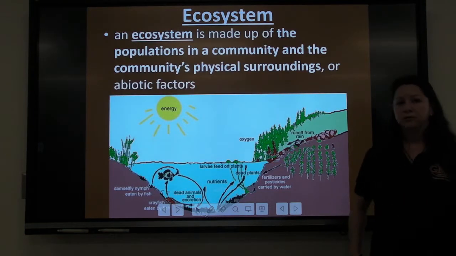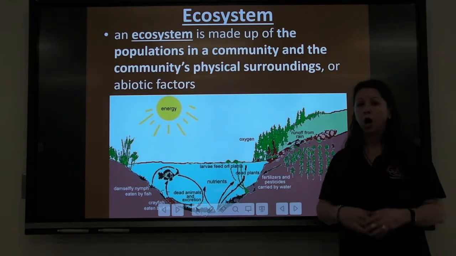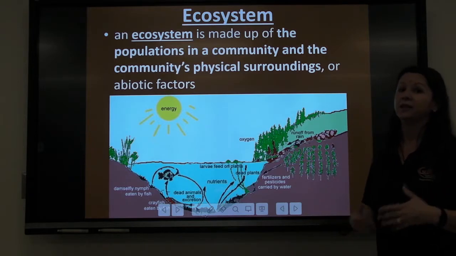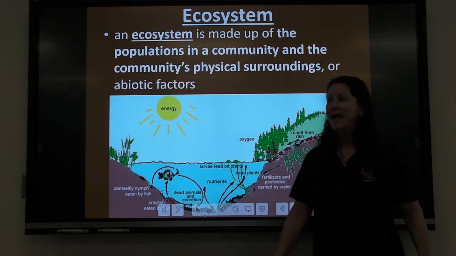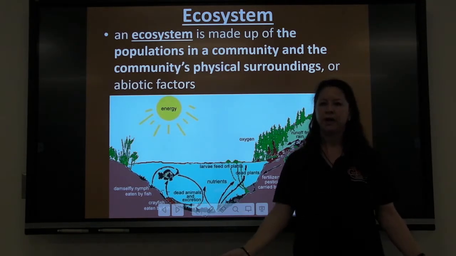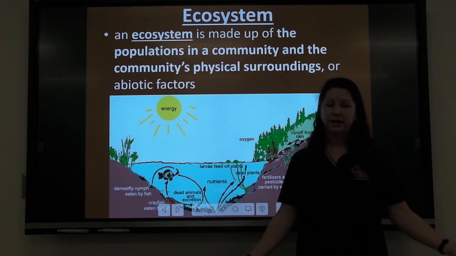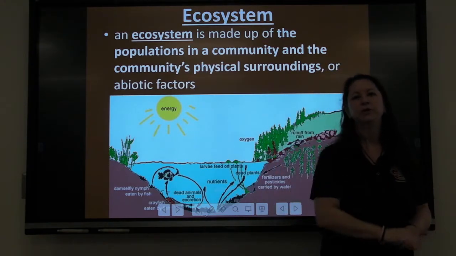And then you have the ecosystem. It's bigger. An ecosystem is made up of all the populations in the community, so all the living things, and the community's physical surroundings, so the abiotic factors. And again, how do these abiotic factors affect the community?